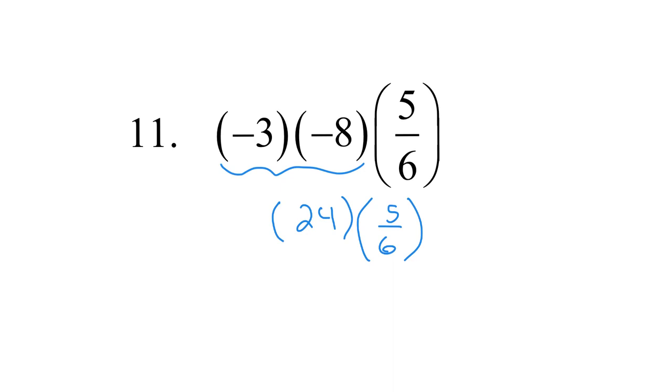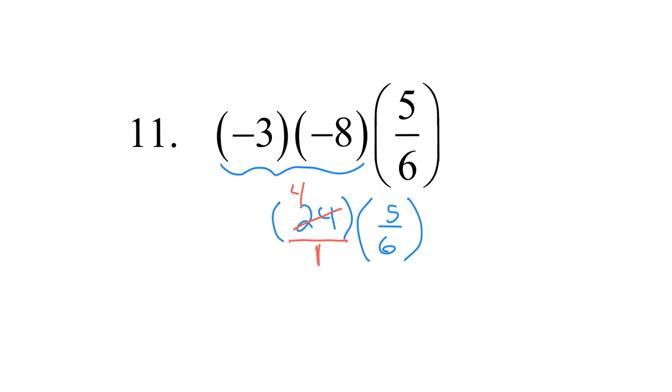Let's make the 24 into a fraction so I can multiply fraction times fraction. I can cross simplify 24 and 6. The greatest common factor, the number that goes into 24 and 6, is 6. 2 goes into 24 and 6, but it's not the greatest. 3 goes into 24 and 6, but it's not the greatest common factor. 6 goes into 24 and 6 goes into 6. So I'm going to divide 24 by 6, and that's going to be 4.